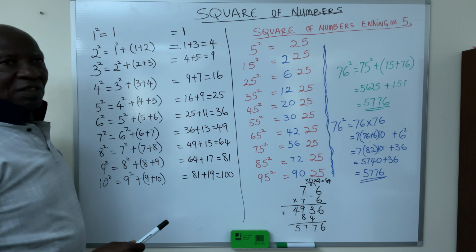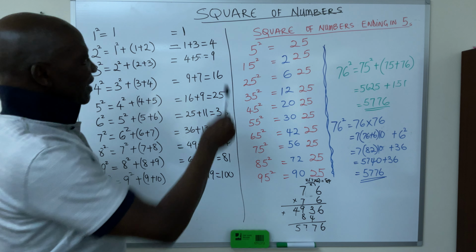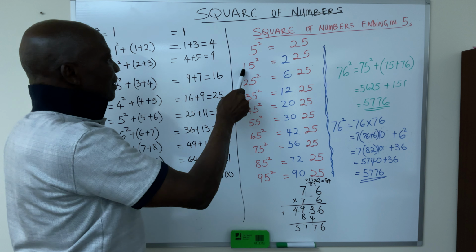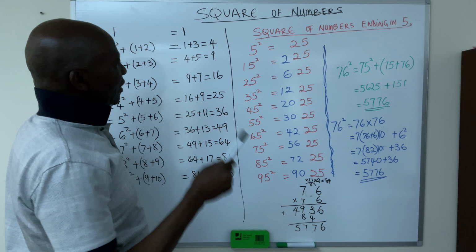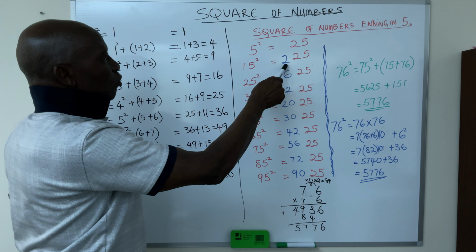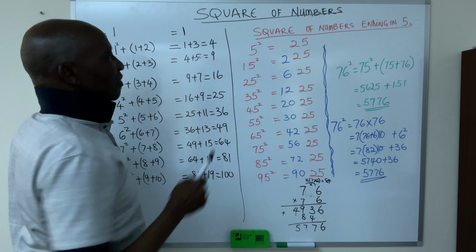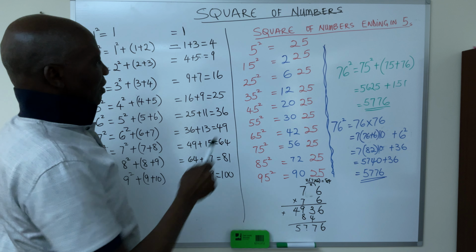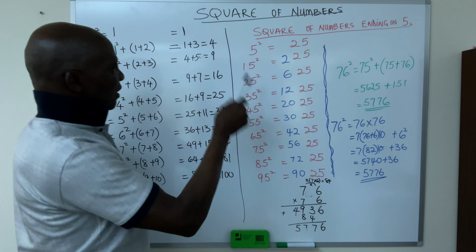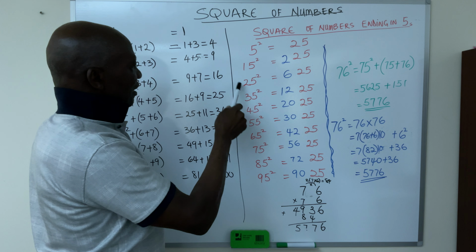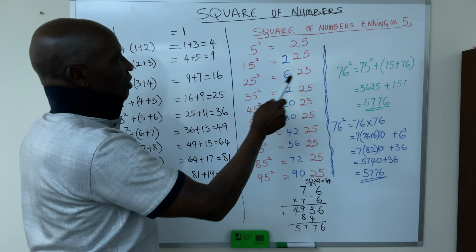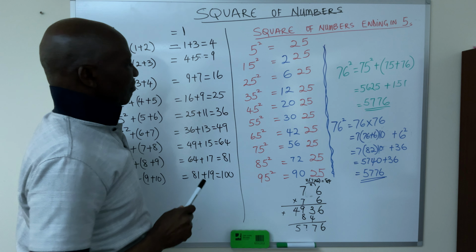The square of 15: consider the next whole number after 1, which is 2. 1 times 2 is 2. So we write 2 and we write 25 after it. The square of 25 is going to be 2 times the next whole number, that is 2 times 3, and the result is 6. Then write 25 after.